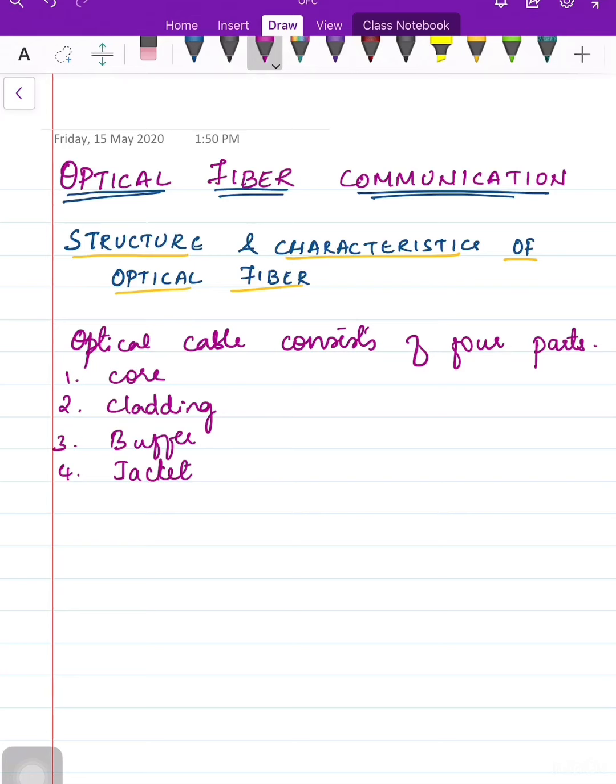Usually the core of an optical fiber is cylindrical, and it is usually made up of plastic that runs along the fiber cable length. All through the length of the cable, it is made up of plastic, and it is protected by cladding, which protects the core.